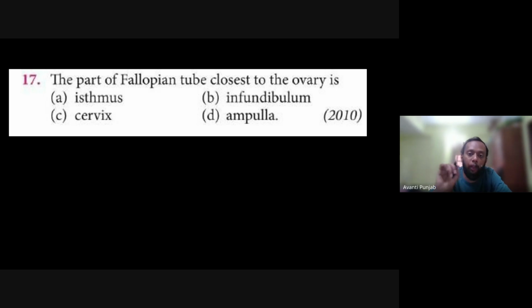This one, the part of a fallopian tube closest to the ovary is going to be what? ये तो कर सकते हो आप लोग, ये तो स्ट्रेट फॉरवर्ड सिंपल सवाल है. द पार्ट ऑफ द fallopian tube जो आपका क्लोज है आपका ओवरी से, बताइए क्या होगा इसका आंसर यहाँ पे. A, B, C, D. The part of the fallopian tube which is closer to the ovary. You can answer in the chat, people.